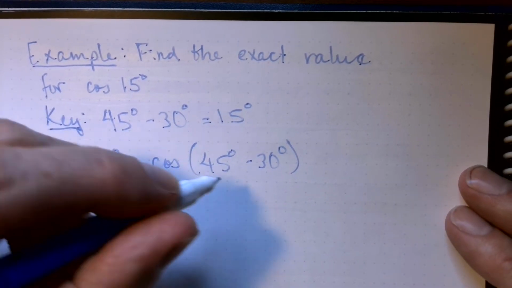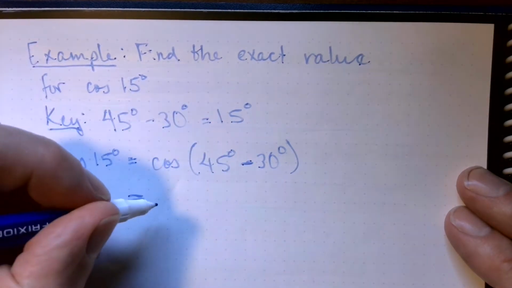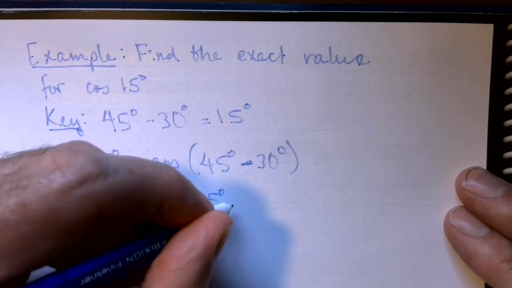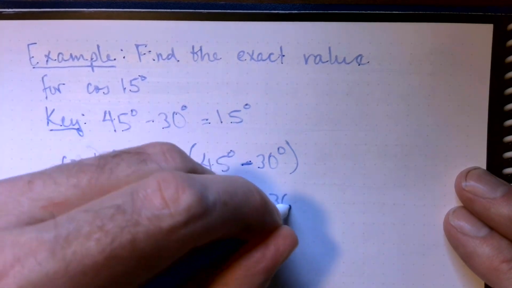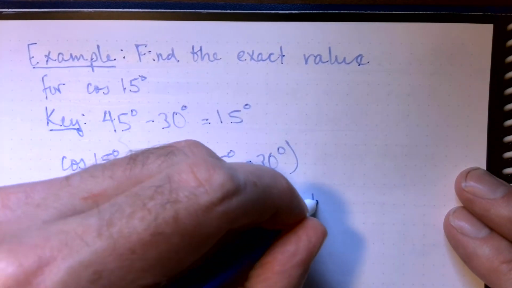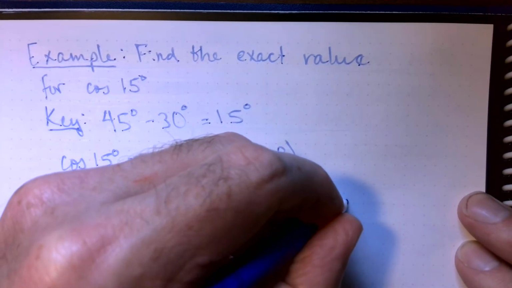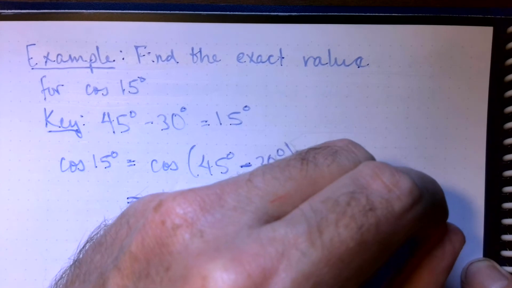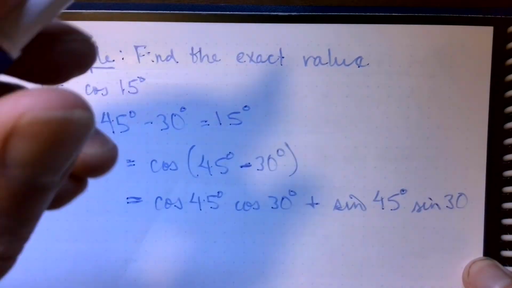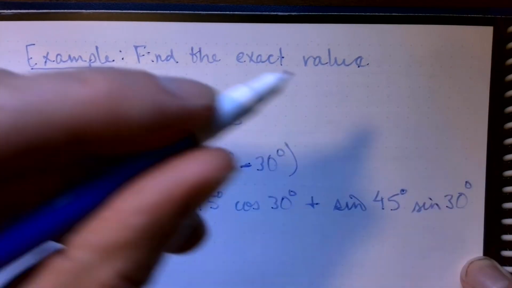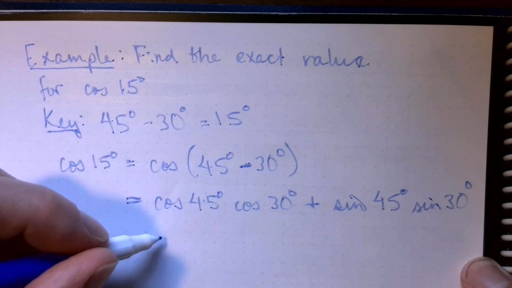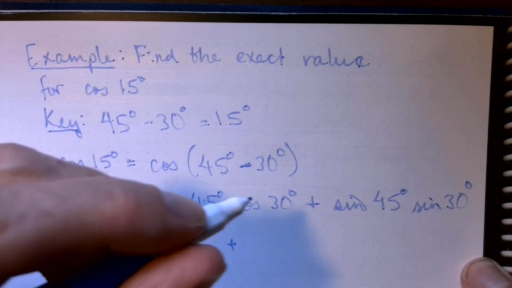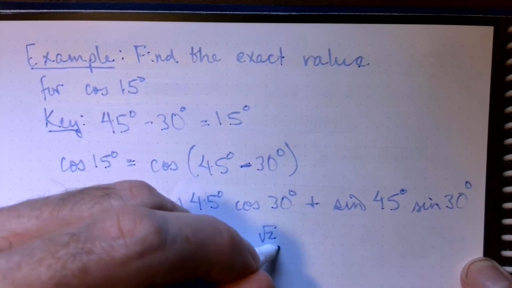So let's apply the angle difference formula for cosine. So it goes cosine, cosine, so cosine 45, cosine 30, plus sine 45, sine 30. Now cosine 45, I know that. It's radical 2 over 2. Sine 45, also radical 2 over 2.